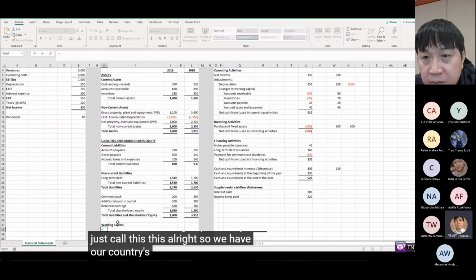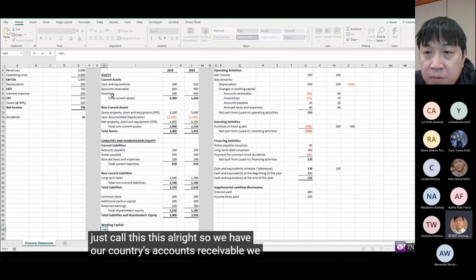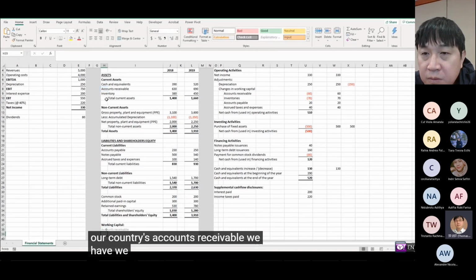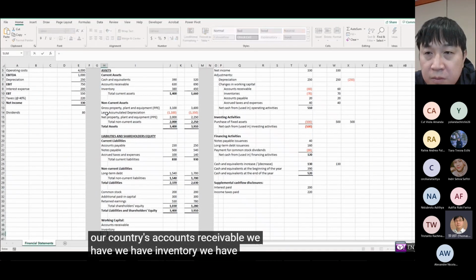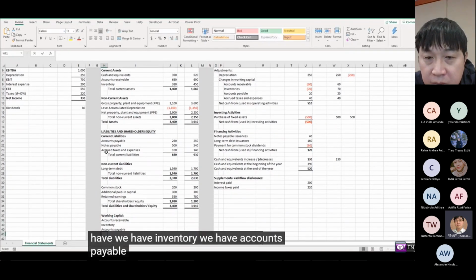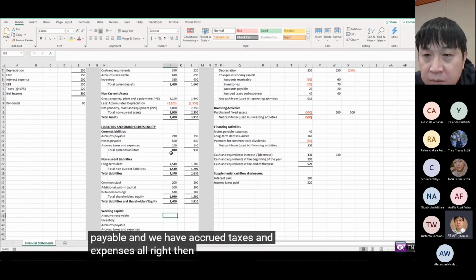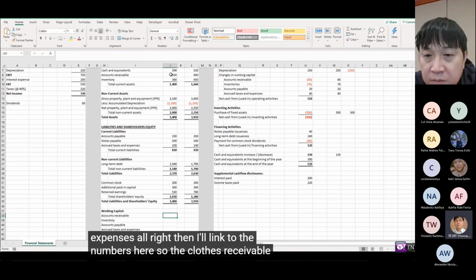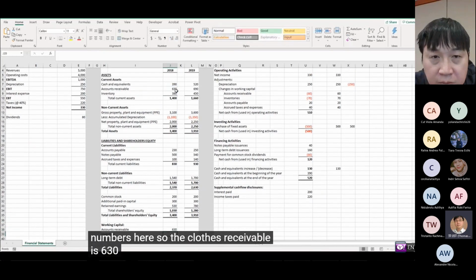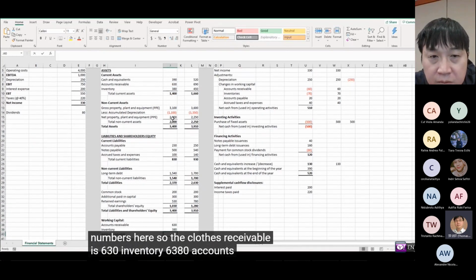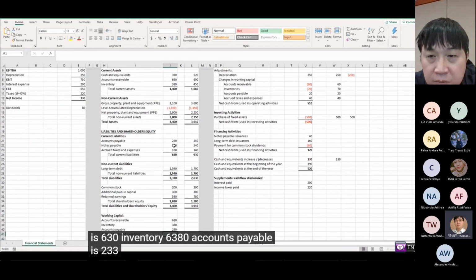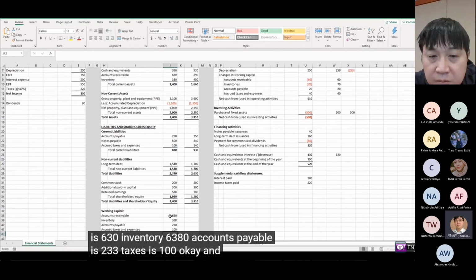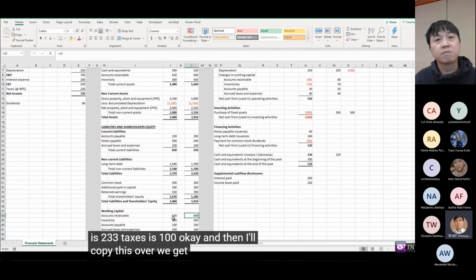All right, so we have accounts receivable, inventory, accounts payable, and accrued taxes and expenses. Then I'll link to the numbers here. The accounts receivable is 630, inventory is 380, accounts payable is 230, accrued taxes is 100. Okay, and then I'll copy this over. We get the same values.